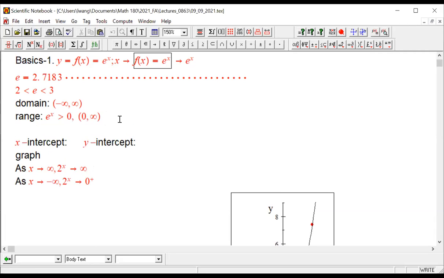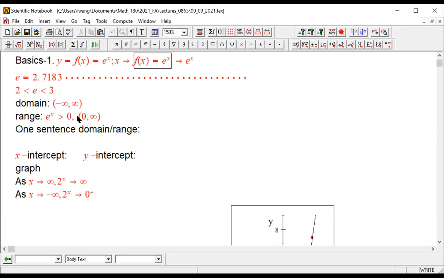Can we make that one sentence, domain and range? What is that one sentence domain and range?